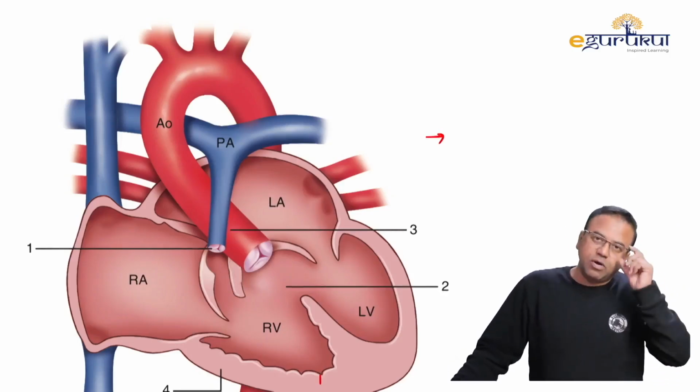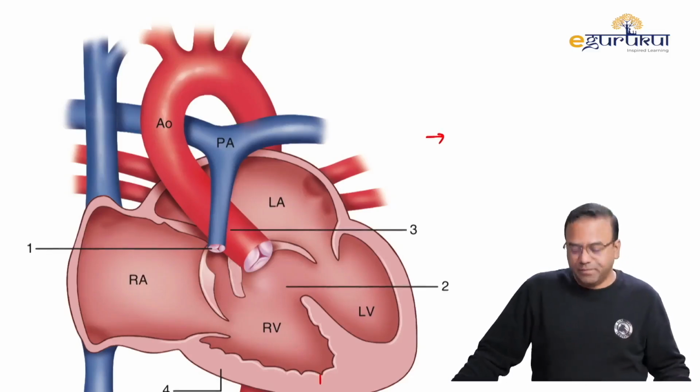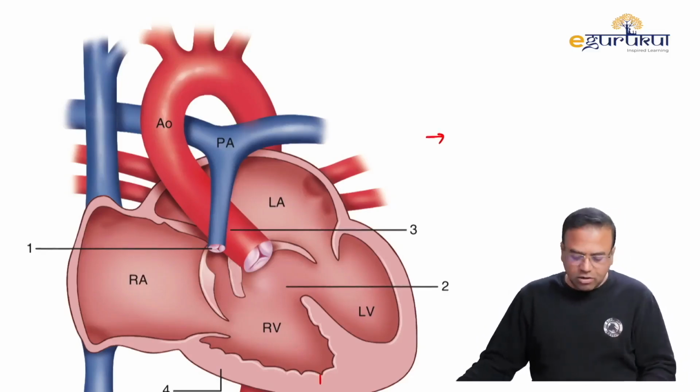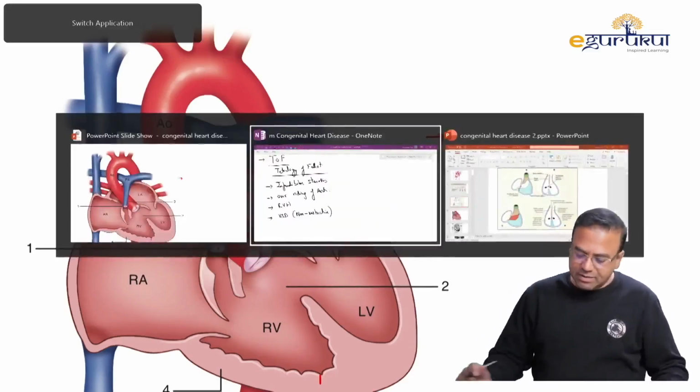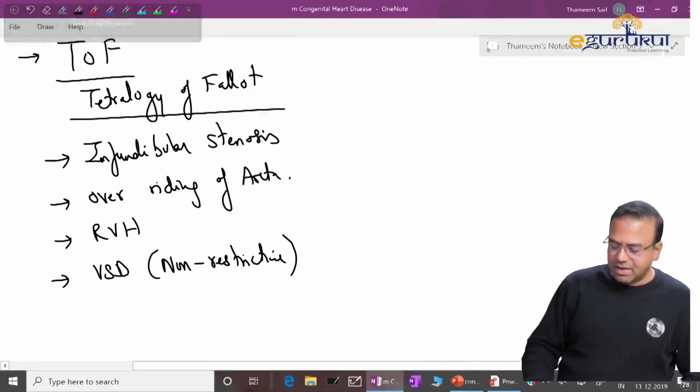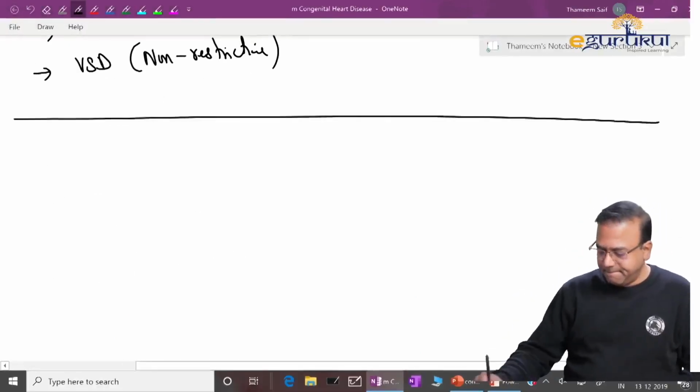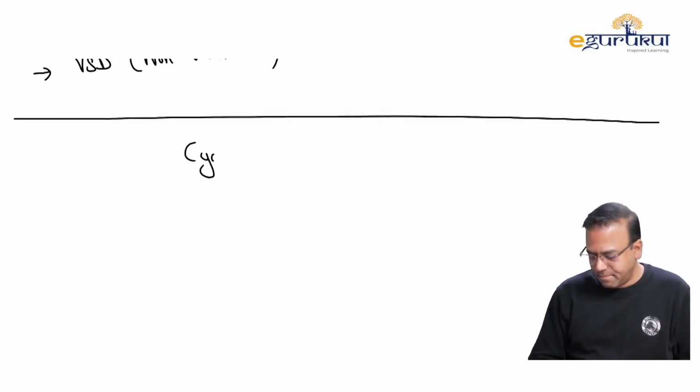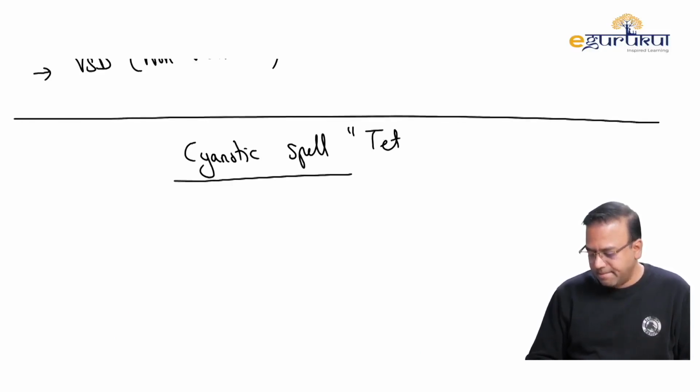So these are some of the important questions that they ask on tetralogy of Fallot. Other questions that they ask on tetralogy of Fallot are mainly on the TET spells. This TET spell is nothing but the cyanotic spell. This is also referred to as a TET spell.